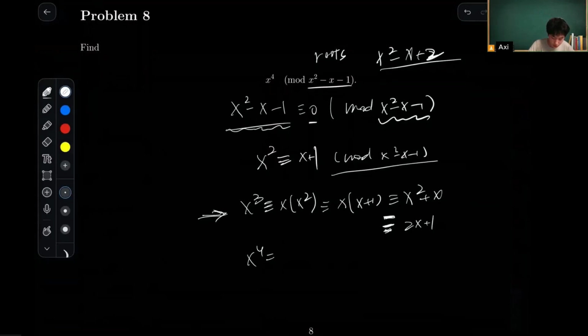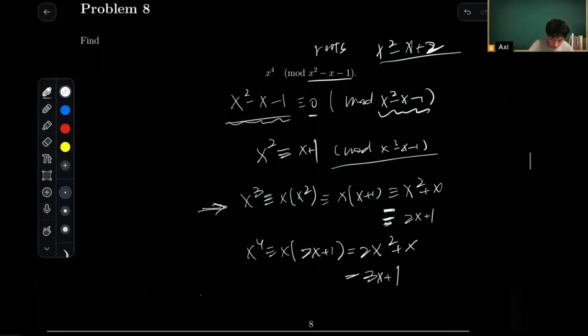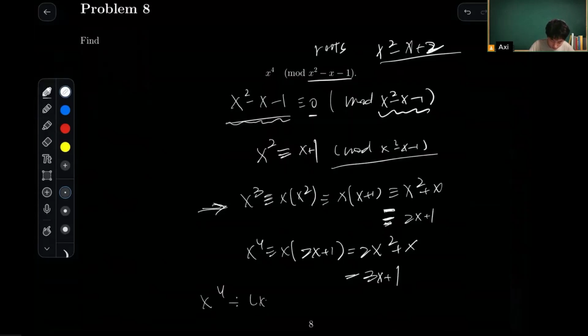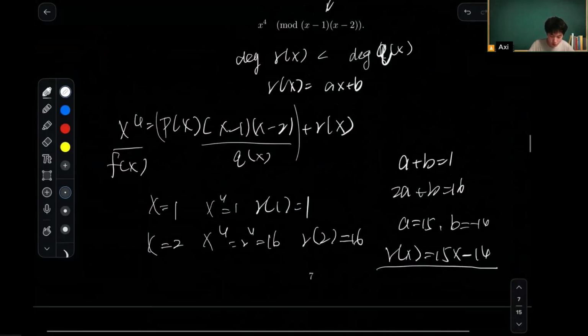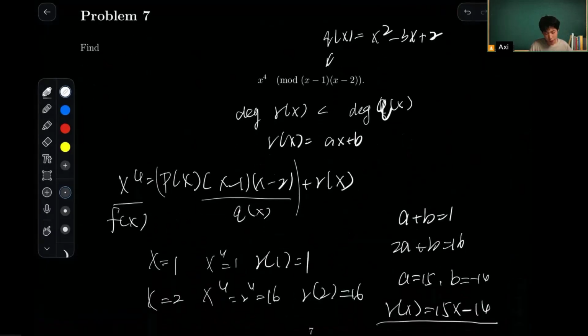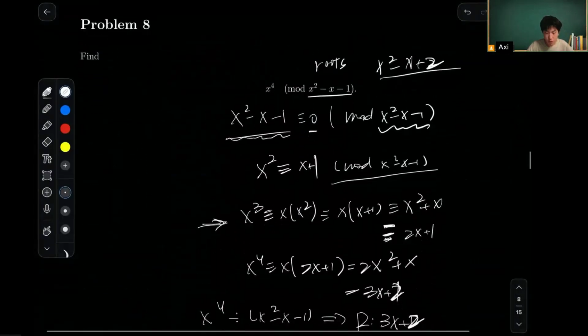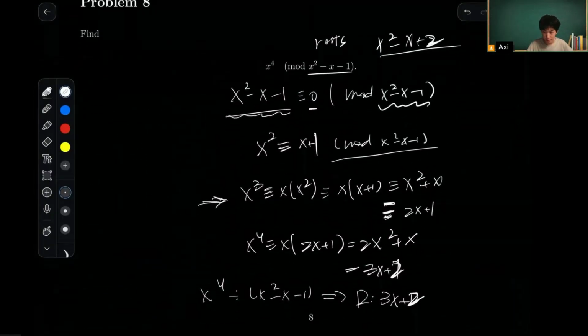Similarly, x to the 4th degree is x times 2x plus 1, which is 2x squared plus x, which is 3x plus 1. So x to the 4th degree divided by x squared minus x minus 1 gives a remainder of 3x plus 1, and we are done. Oh, actually 3x plus 2 here, not 1. So this introduces two methods of finding the remainder. One, plugging in special values, using the fact that plugging in values to a function is essentially finding a remainder. Or the second method, using modular arithmetic and just deriving it step by step.